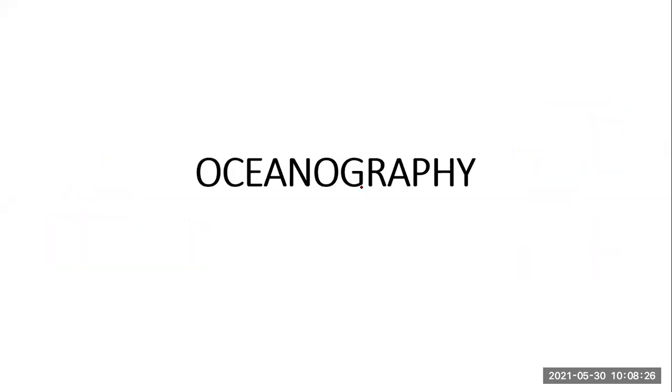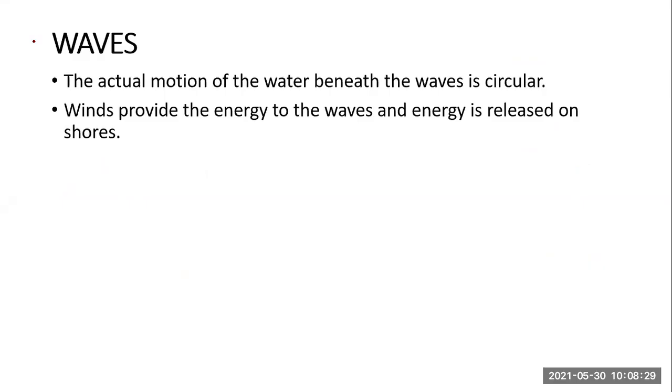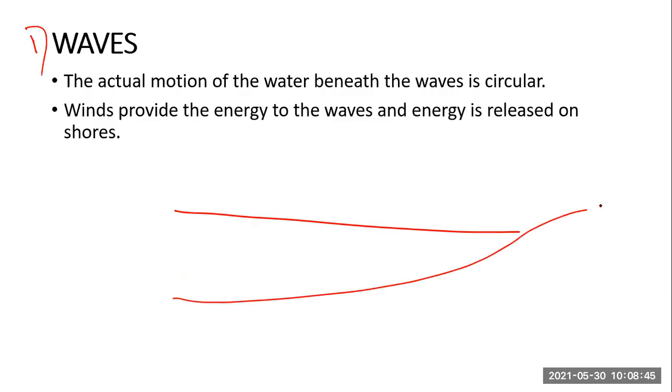First one, waves. The actual motion of water beneath the waves is circular. Winds provide energy to the waves and energy is released onto the shores. The waves seen in the coastal region are the result of wind systems operating there. The wind systems transfer some amount of energy to the top surface layer, and this energy is transported in the form of waves. So what we see as waves on the surface is energy in transit, energy in motion.